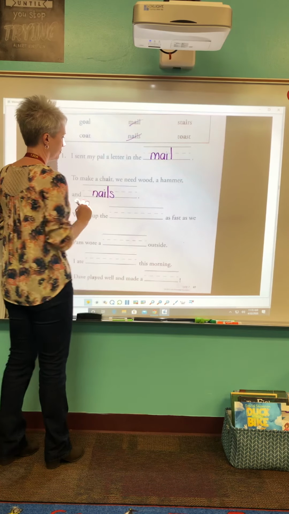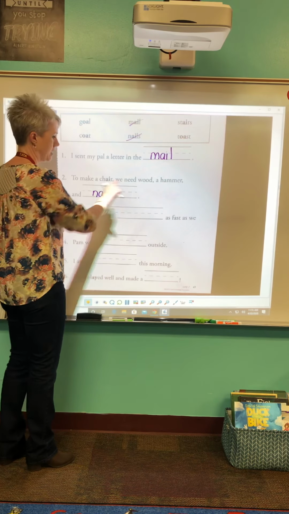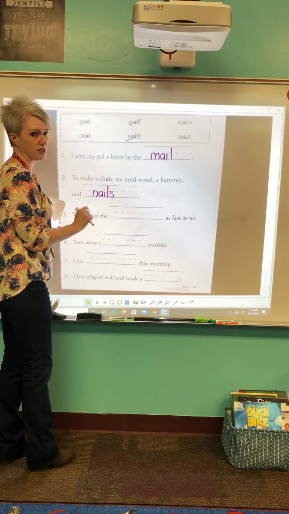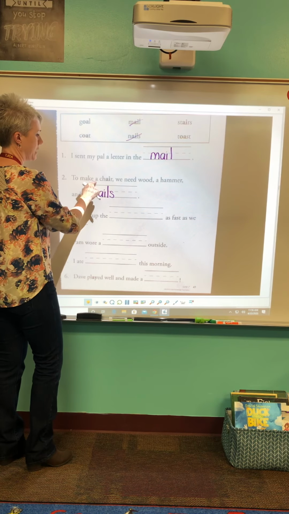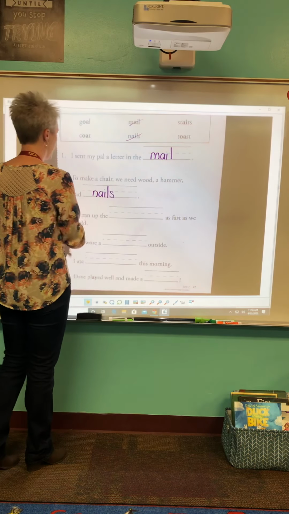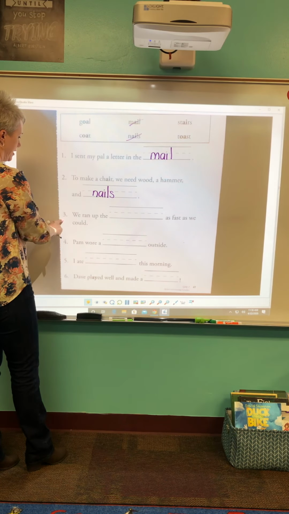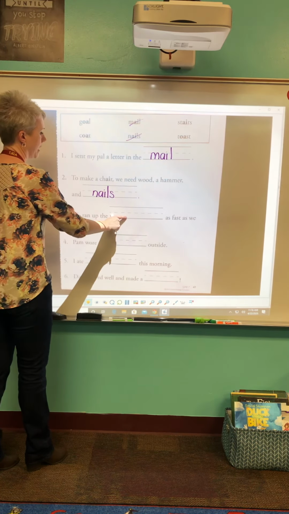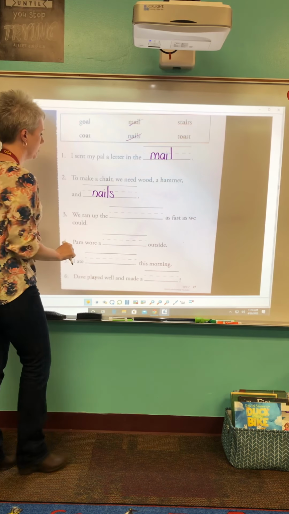Nails. I also noticed that this sentence has commas because there's a list. To make a chair, we need wood, a hammer, and nails. Number 3, we ran up the blank as fast as we could.